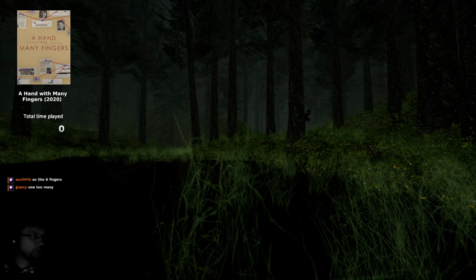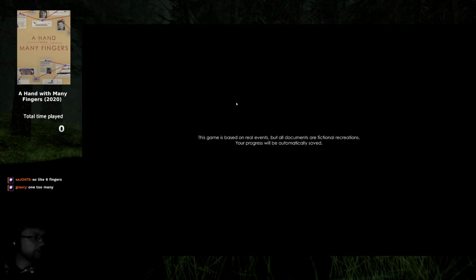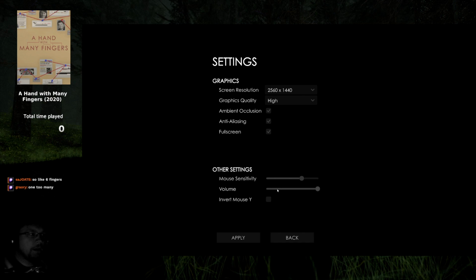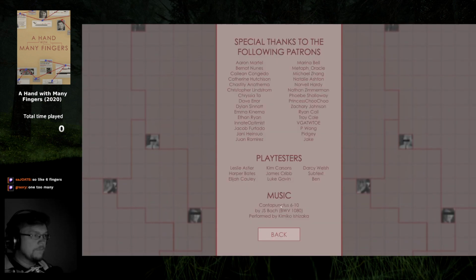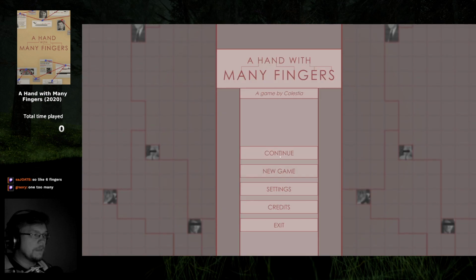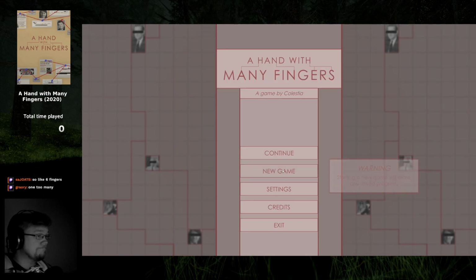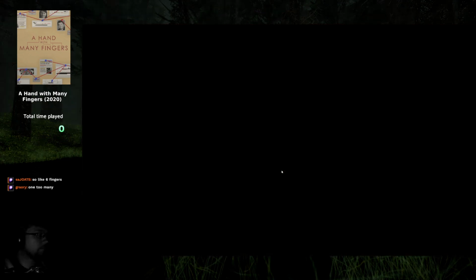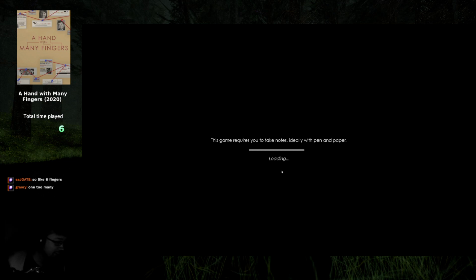This game is based on real events, but all documents are fictional recreations. Your progress will be automatically saved. This game requires you to take notes, ideally with pen and paper.